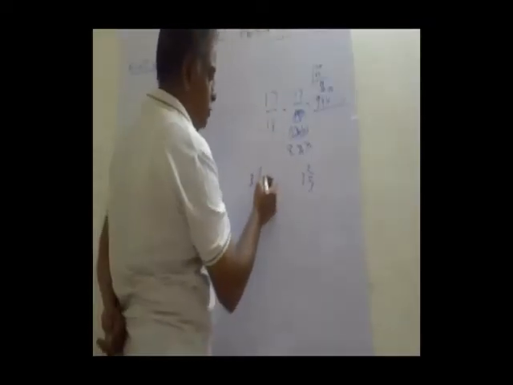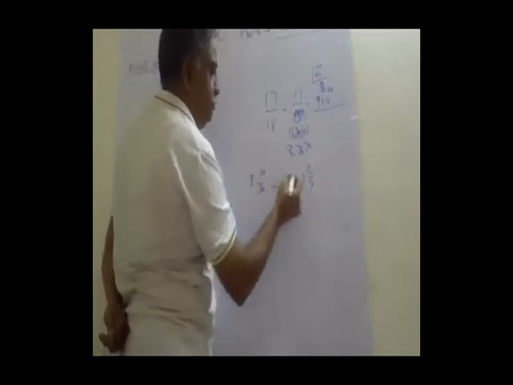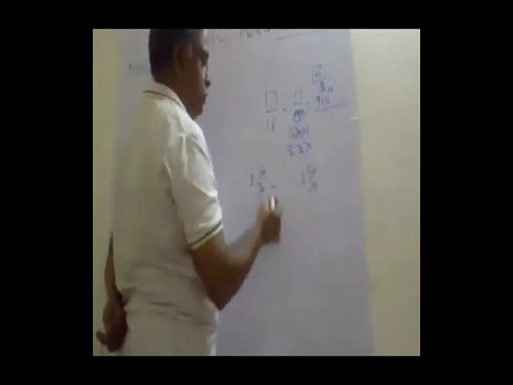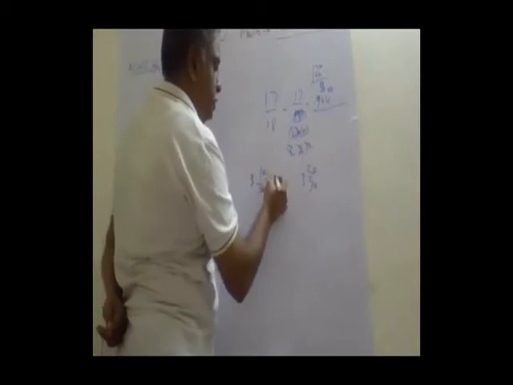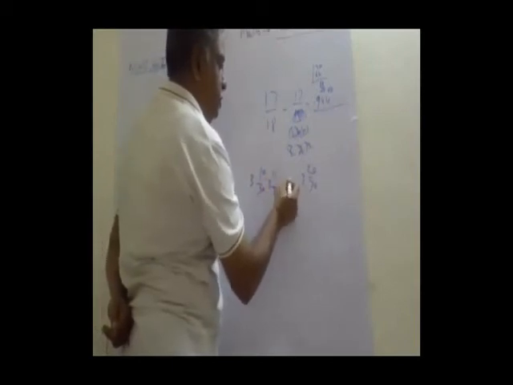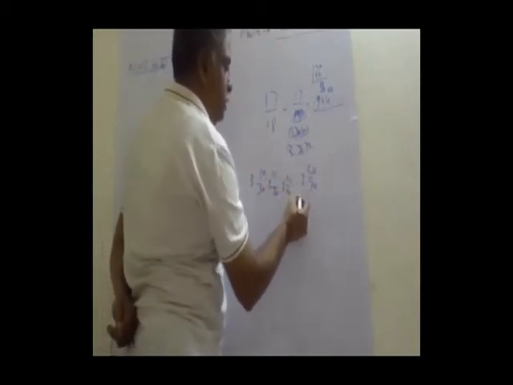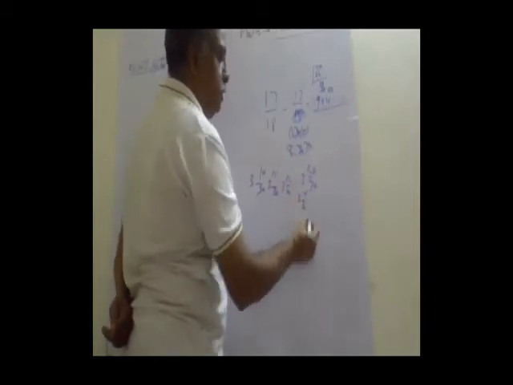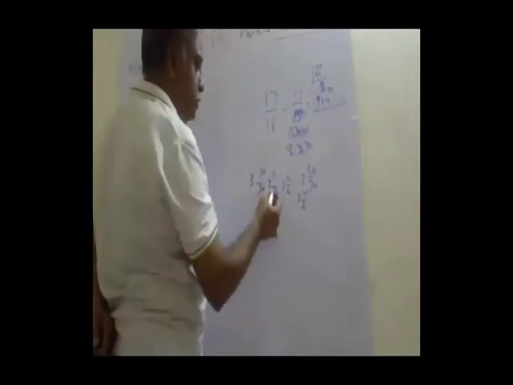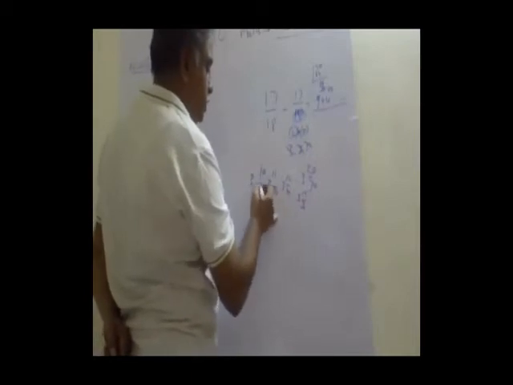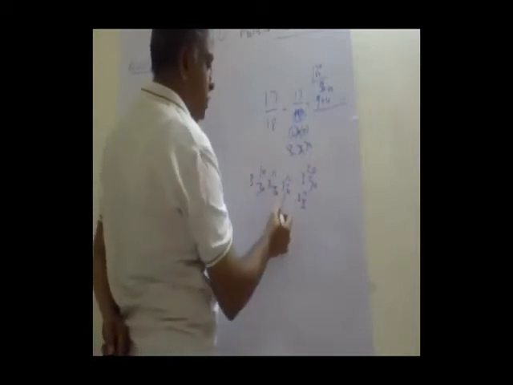So I am putting 1 by 3 as 10 by 30, and 2 by 3 as 20 by 30. So what am I getting? 11 by 30, 12 by 30. Like that I can get 19 by 30. I can write any one or two numbers. Let us pick up an easy number. I put 12 by 30.